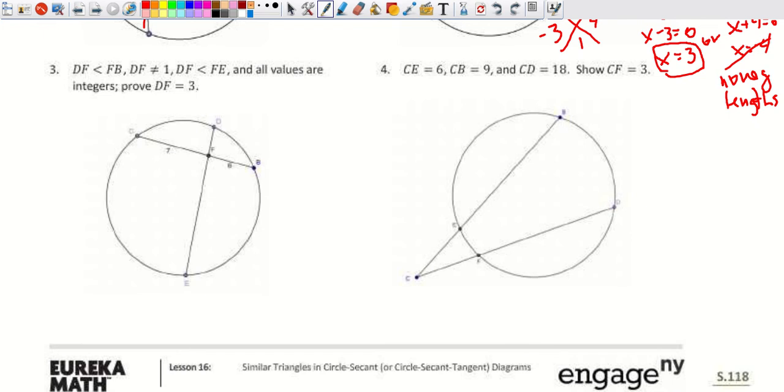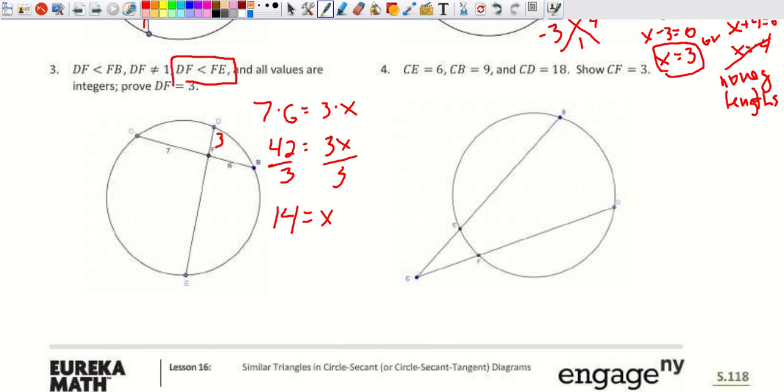All right, it does say that DF is less than FE. So they said that this is 3. You would just do the same thing, part times part here. So 7 times 6 is equal to 3 times x. All right, 42 is equal to 3x. And then we just divide by 3. I know I said to skip it, but 14 is equal to x. Okay, this is important to know, that when it's not drawn to scale, which one's bigger and smaller.